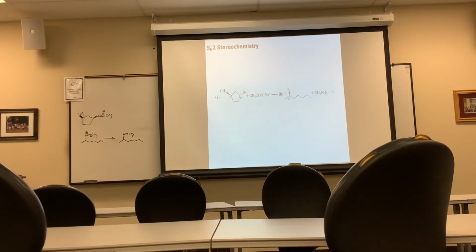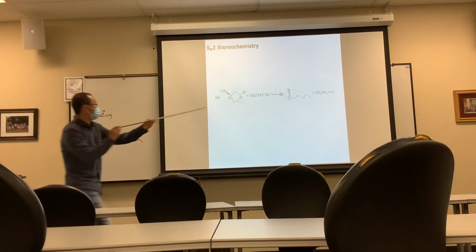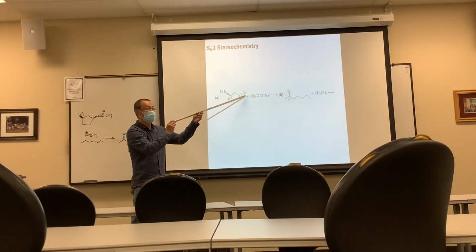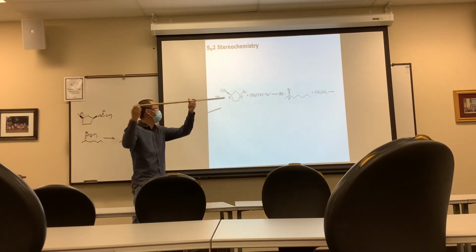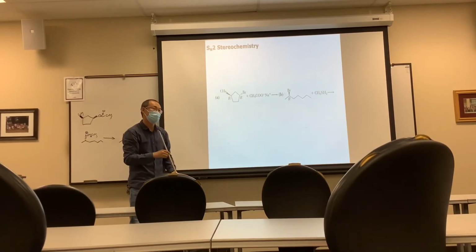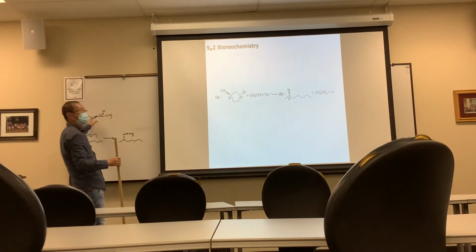So it only inverts one of the chiral centers. In this case, it only inverts where the reaction happens, the electrophile. Because you're attacked from where? From the back side of the leaving group. The leaving group is behind, then you attack from the front. That's why you get both wedge now.